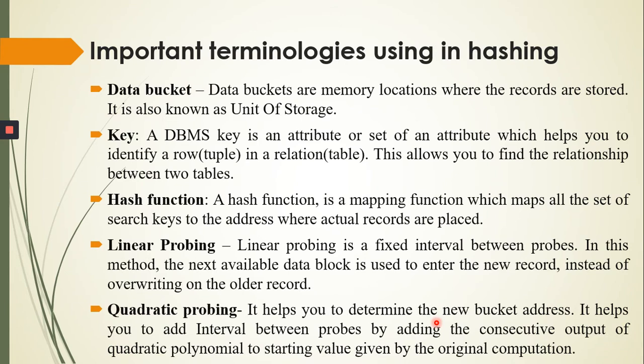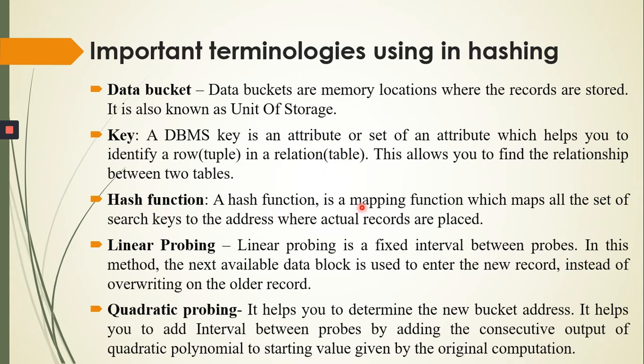Now, important terminologies used in hashing. First is the data bucket. A data bucket is a memory location where the records are stored. It is also known as a unit of storage. Simple. Next is key. A DBMS key is an attribute or a set of attributes which helps you identify a row or relations. This allows you to find the relationship between two tables, as I explained in an earlier lecture on the concept of key. So a key is an attribute or a set of attributes which is used to identify any data in the database. Next is hash function.